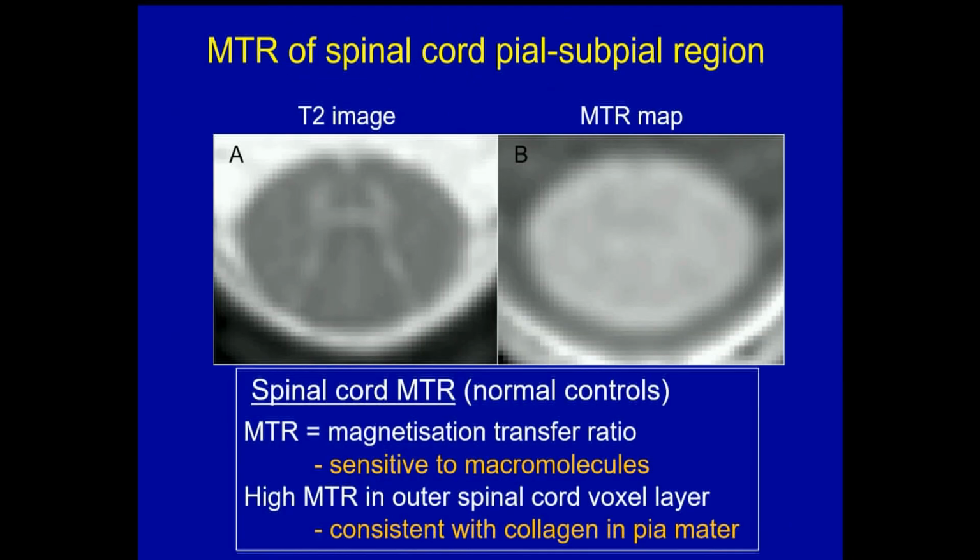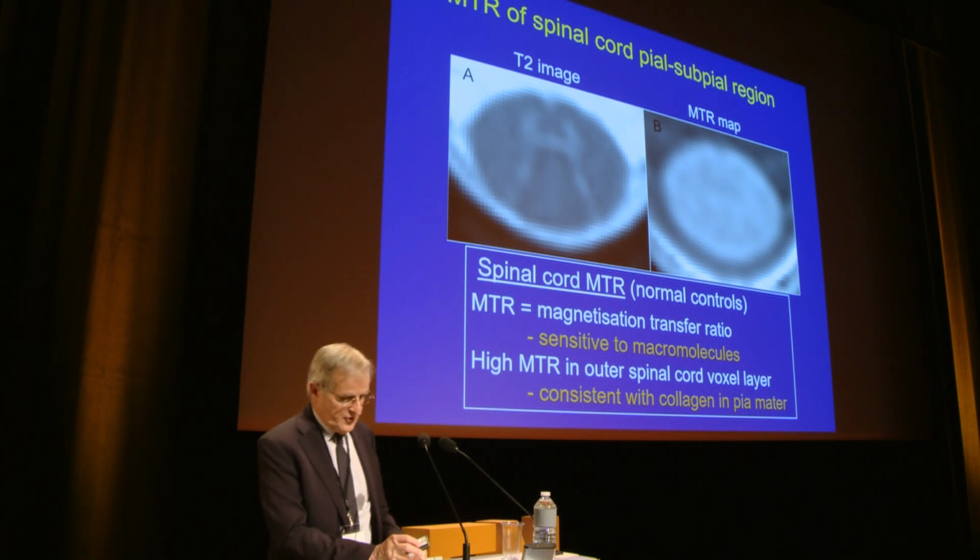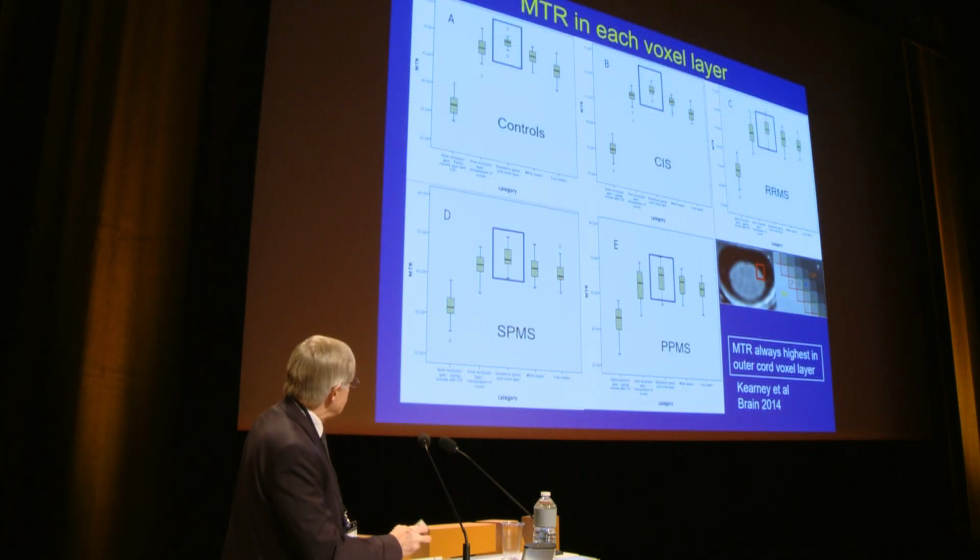So Hugh Kearney, with help from the physicists, obtained high-resolution MTR images. These are the standard T2 maps. And what's found in the normal situation, just at the very edge of the spinal cord, is that the MTR is actually higher than in the spinal cord itself. And this might reflect the fact that there is some collagen in the pia mater, but there's probably a partial volume effect. It may also reflect a greater concentration or compaction of myelin sitting in the outermost layers of the cord.